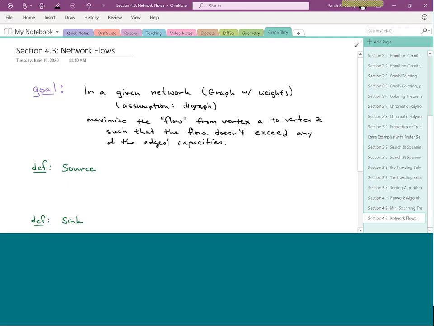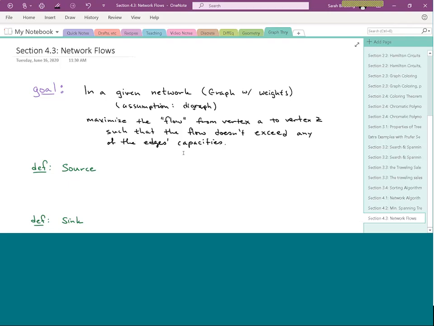And the flow not exceeding any of the edges' capacities would be like filling up your pipes to max capacity across the pipe system and not having any of the pipes burst or break, okay? So that's sort of the idea. Please note that's all in sort of a contextual or example format. We're going to get the specifics in terms of math here in just a second.